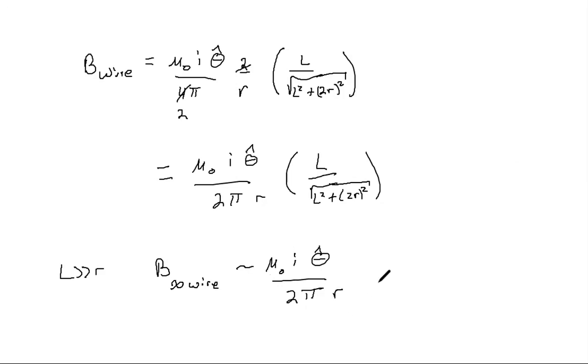Okay, there you go. So that is our first example for the magnetic field due to a wire. We've calculated it for both finite and infinite wires. In the next video, I'm going to calculate the magnetic field due to a circular loop of current.